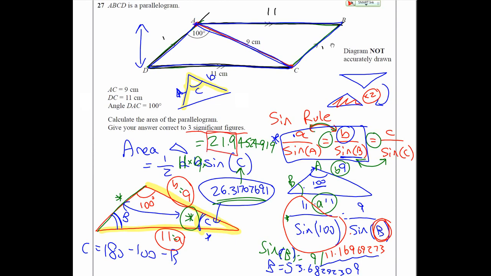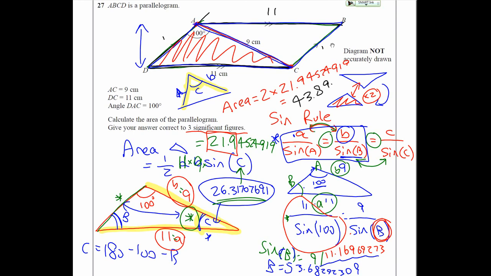So the answer is going to be 2 times by 21.945249119. Remember we said there's 2 of them. We've just found one of the triangle. Sorry about the mess here on the board. 43.890, etc. 3 significant figures. 43.9 because the 9 rounds the 8 up to 9. So area 43.9 centimetre squared.